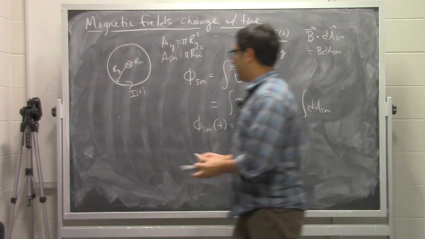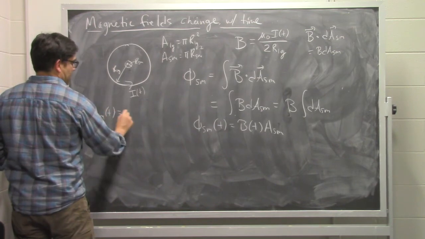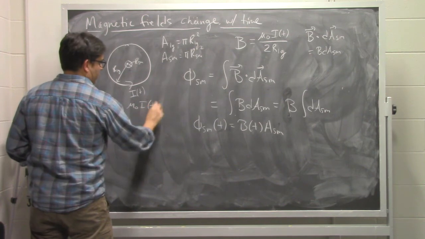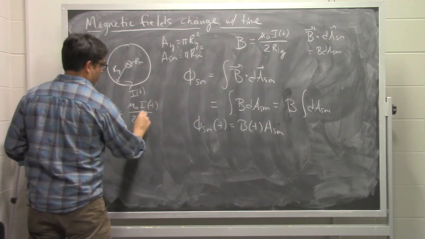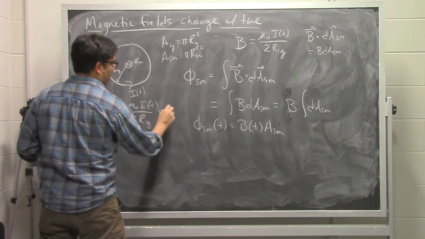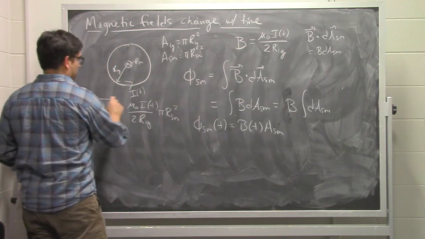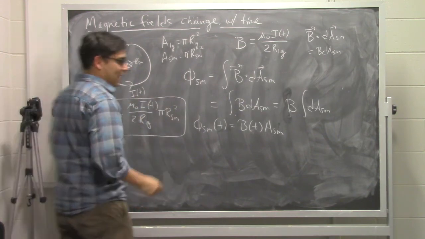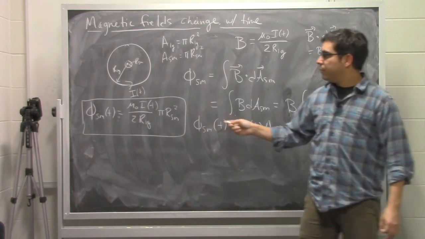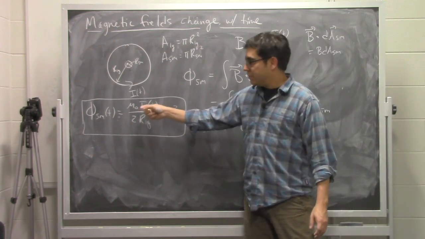So what we'll have here is that this magnetic flux is going to be equal to mu naught times the current, which changes with time, over twice the radius of the large loop, times the area of the smaller loop, which is going to be pi times the radius of the small loop squared. So this is the magnetic flux that we expect to see at any given time when the current is changing in the outer loop. Actually, it doesn't matter whether it's changing or not. This is what the flux is going to be.